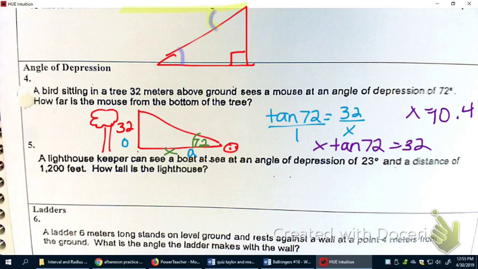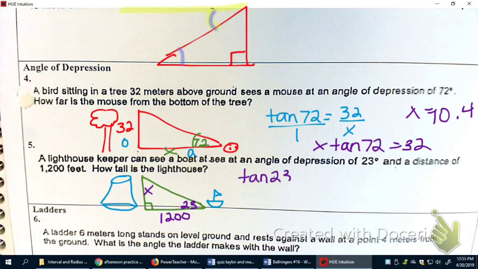All right, I'm going to give you a second. I want to see if you can draw the next one. Don't solve it yet. Just see if you can draw it and figure out whether you should use sine, cosine, or tangent. So 1200 is at the bottom, 23 is the angle, and we're looking for that height x. Okay, so what do you think you're going to use, sine, cosine, or tangent? Tangent still, because we have O and A. Okay, so we're going to have tangent of 23 equals O, which is x, over A, which is 1200.